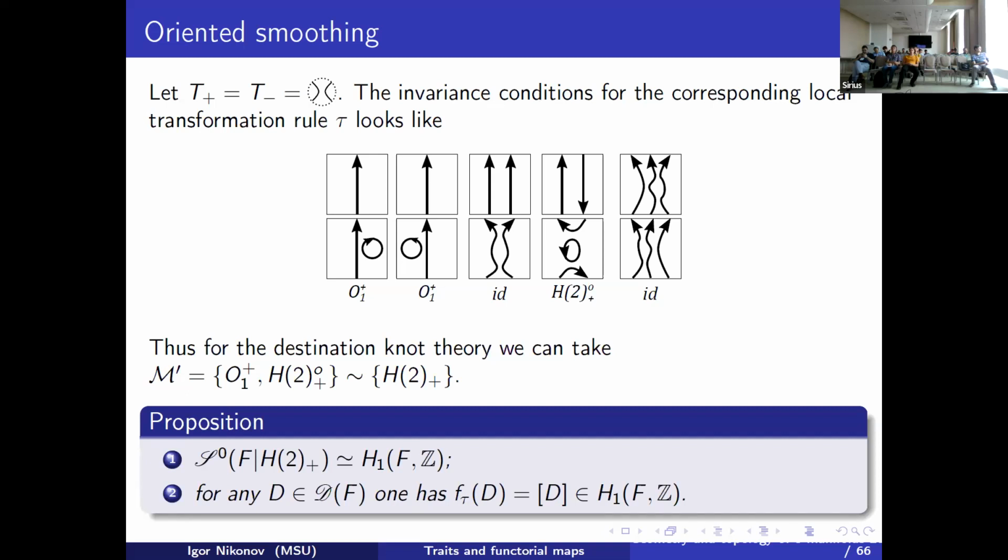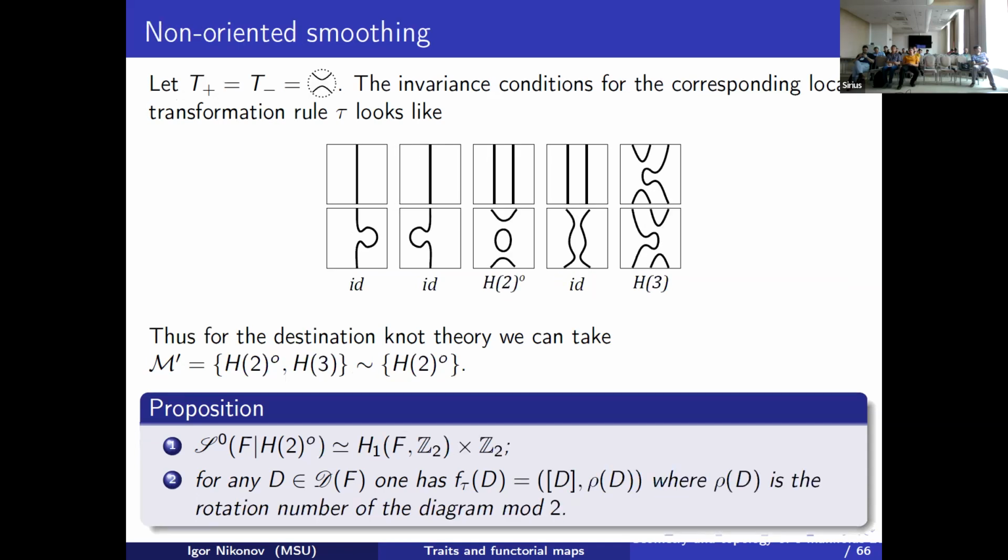functorial map. The corresponding skein module will be the one-dimensional homology of the surface, and the image of the map is just the homology class of the diagram. For non-oriented smoothing, we get an analogous result.